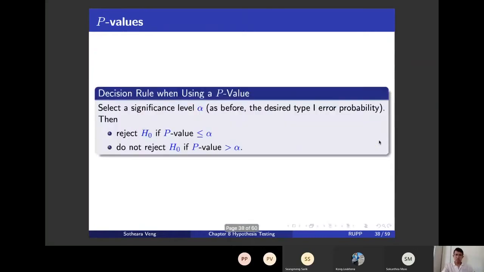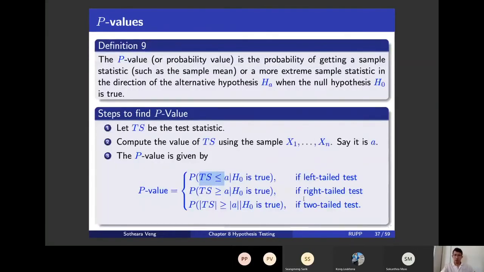That's why you see that in the definition for the two tail test, it involves the absolute value, right? That is what it means. Here, TS refers to the test statistic. So far, our test statistic is the Z, the Z test, the Z distribution.